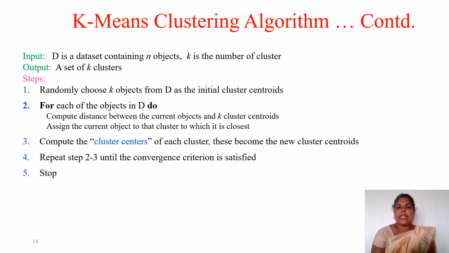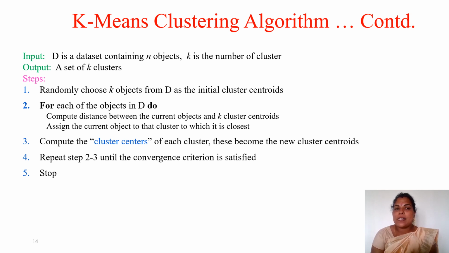So this is the algorithmic representation, that is the input. If you are implementing k-means clustering, then it will be helpful. Input D is a data set containing n objects, and k is the number of clusters. The output is a set of k clusters. So the steps are: randomly choose k objects from D as the initial cluster centroids. For each of the objects in D, we have to do two things. One is compute the distance between the current object and the k cluster centroids. Then assign the current object to the cluster to which it is closest.